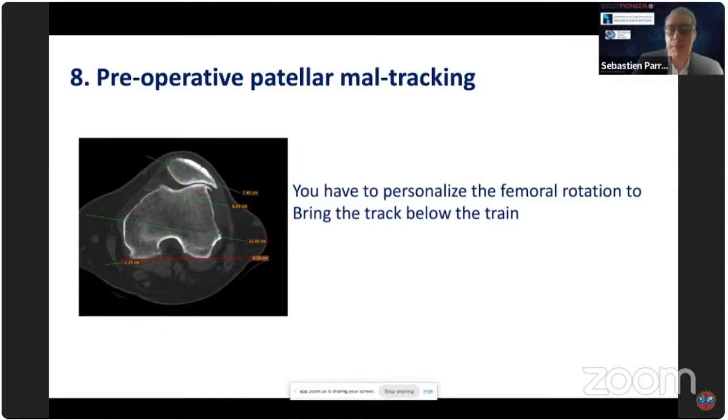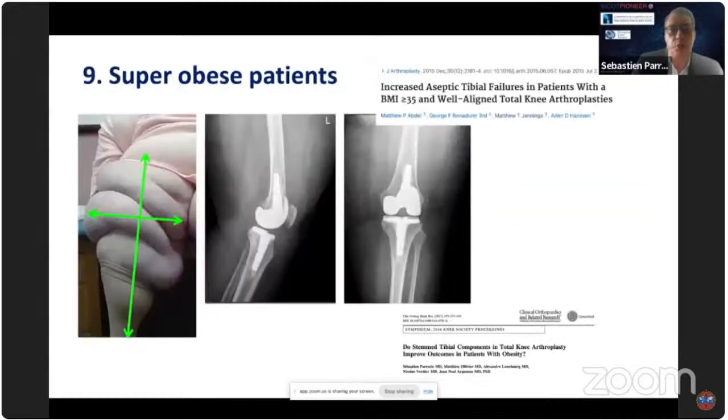Look at your patella preoperatively on your Merchant views or on your CT scan, and you have to be able to adapt the rotation as well. As Pascal-Andre Vendittoli showed, it's not only about the bone. You have to be very careful about the super obese patient, because the rules of a classic standard personalized alignment, whatever technique you choose, are very different.